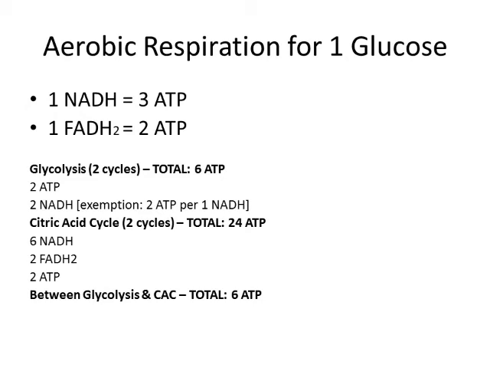Now, between glycolysis and the citric acid cycle, you are producing 2 NADH, which is then converted into ATP. As you remember, one NADH equals 3 ATP, so since you have 2 of them, you would produce 6 ATP. If you add the 3 processes, the one through glycolysis, the one through the citric acid cycle, and the one between the two, you would have an overall of 36 ATP per 1 mole of glucose.